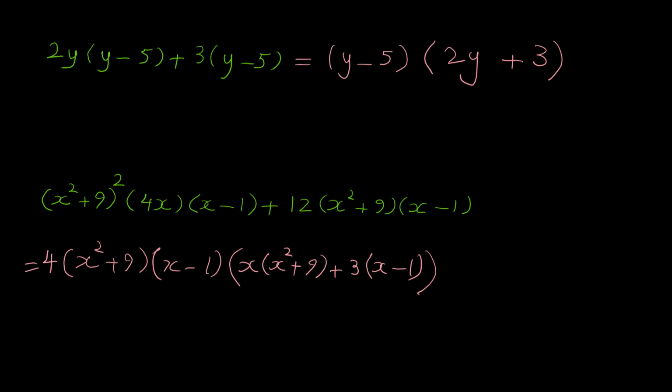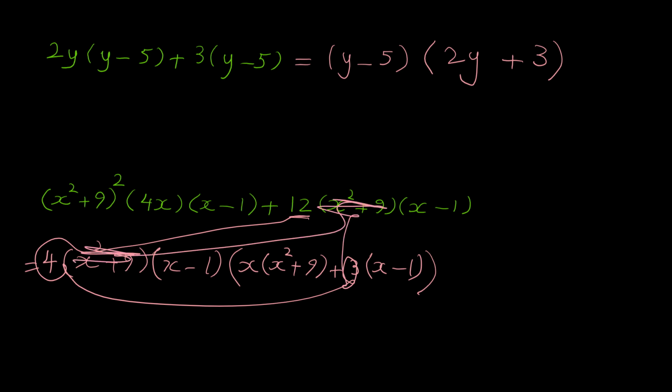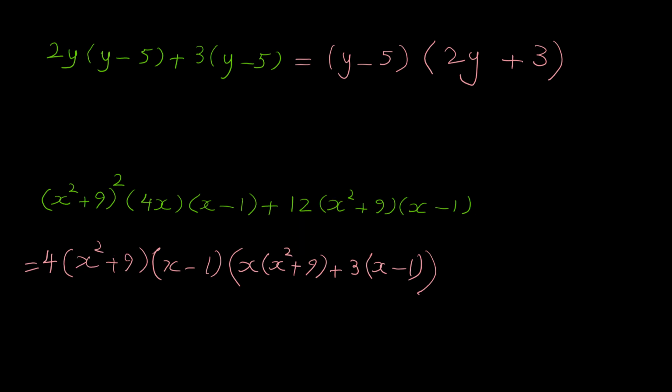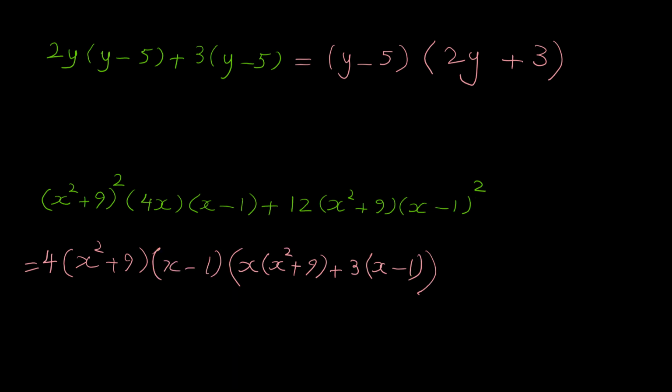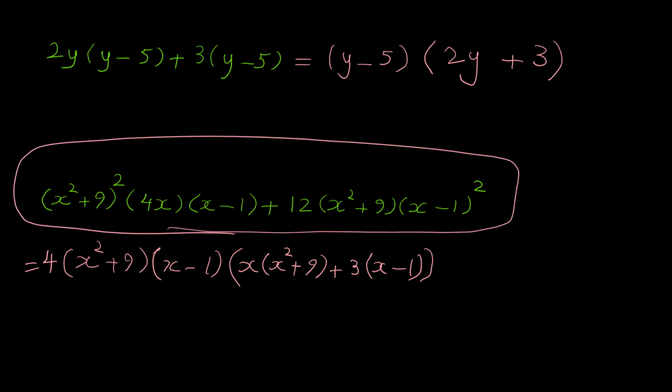Let me briefly explain this to you. 12 divided by 4 is 3. x to the 2 plus 9 with x to the 2 plus 9 is gone. And here we had x minus 1 to the 2. I erased the power here. We had a power in the beginning. 1 x minus 1 from this expression, when we divide by this, is gone. And we are left with just x minus 1 with the power 1 in the bracket. And this is the factored form of this given expression here.